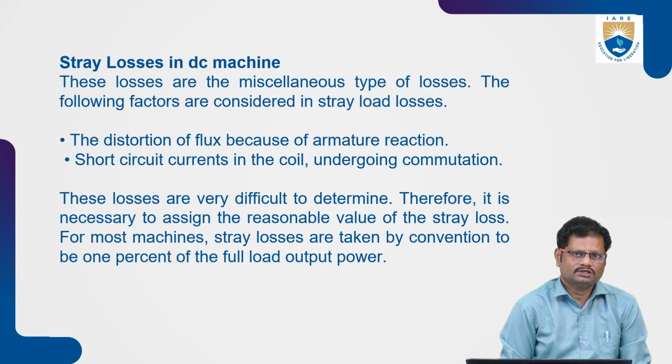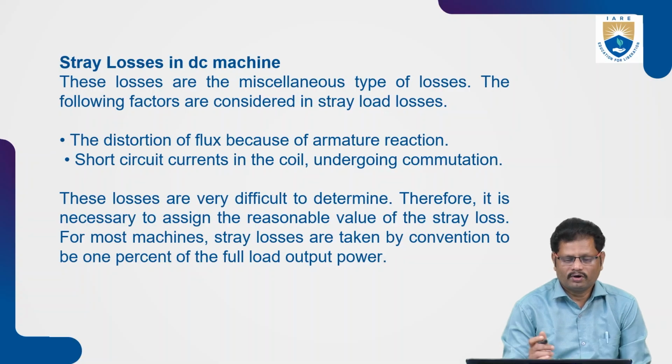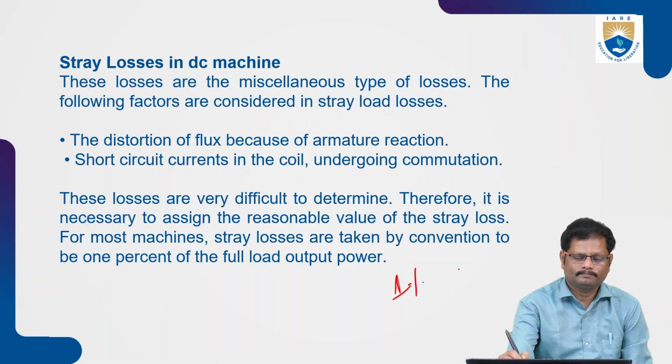And stray load losses in distribution. These are miscellaneous types of losses. The following factors are considered stray load losses: the distortion of flux because of armature reaction, and the short circuit current in the coil undergoing commutation. These losses are very difficult to determine, therefore it is necessary to assign a reasonable value for stray load losses. For most machines, stray losses are taken by convention to be only 1% of full load output power.